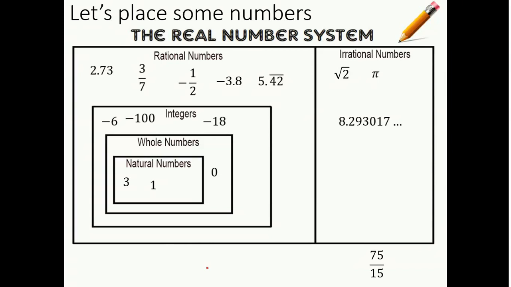And then what about 75/15? It's kind of weird. They both end in 5s. I wonder if a 5 can come out of there. And it does. You actually get 5. So 75 divided by 15, that's actually 5. So like I said, be very, very careful as you look at these.